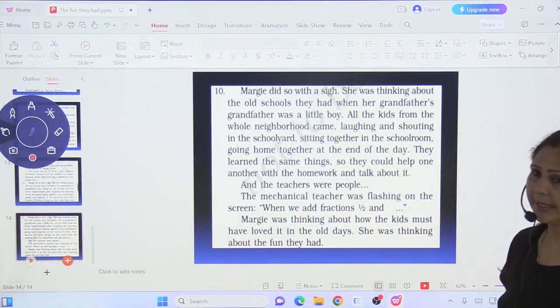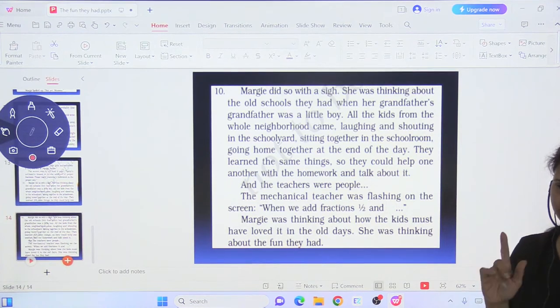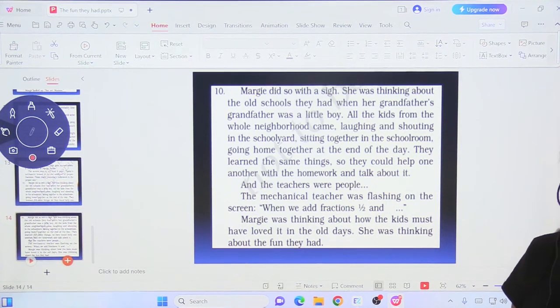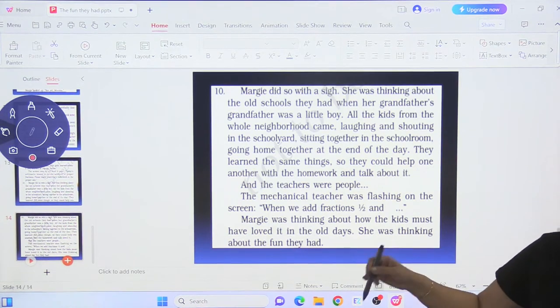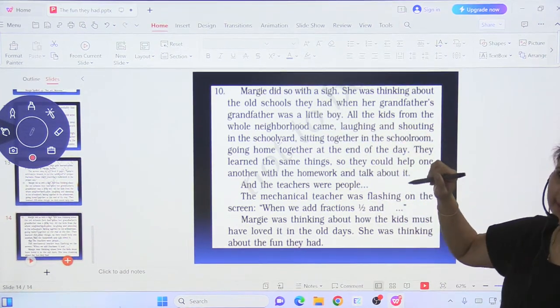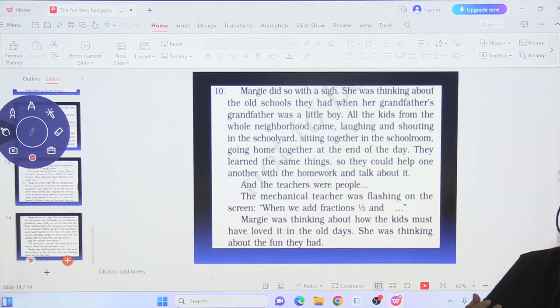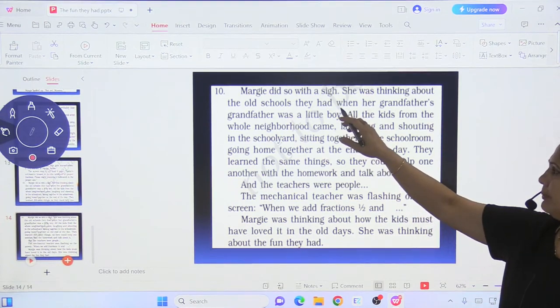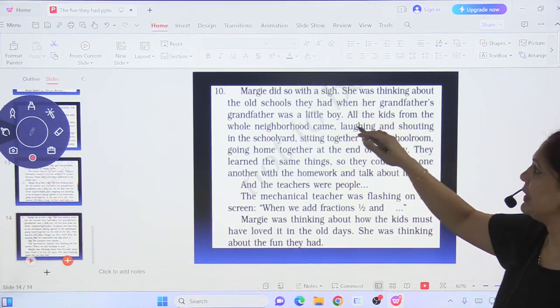Margie did so with a sigh, and now when she entered the schoolroom, the first thing that the computer asked for was her assignment and homework. It ordered Margie to put the assignment and homework in the slot that was there. Margie did so with a sigh. A sigh means a deep breath. Okay, we have learned this word a while ago. What does it mean to take a deep breath? It can be out of satisfaction, out of happiness, out of irritation. So she took a deep breath and with a sigh she was thinking about the old school.